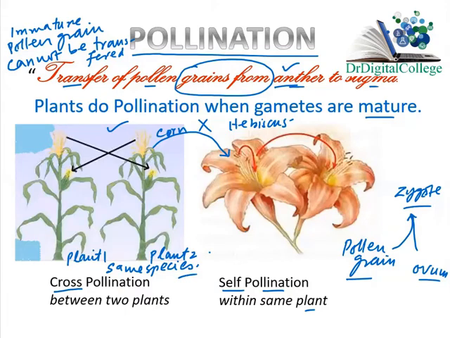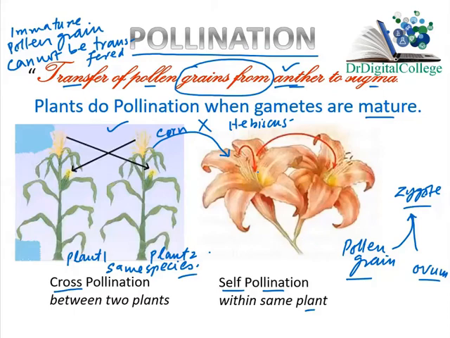It is called cross pollination if it is between two plants, from the anther of one to the stigma of the other, or from the anther of the other to the stigma of one. From the anther of plant 1 to the stigma of plant 2, or from the anther of plant 2 to the stigma of plant 1. On the other hand, self-pollination is within the same plant.